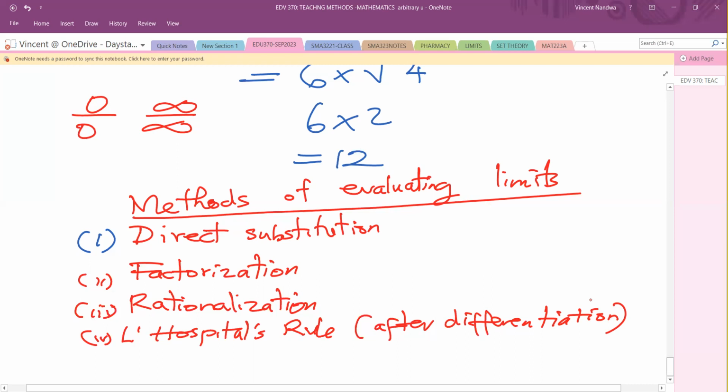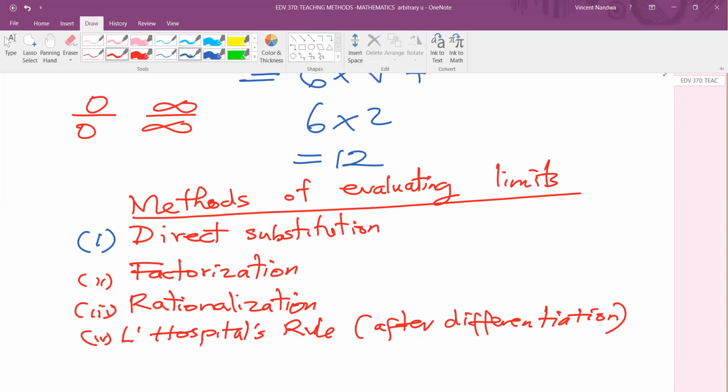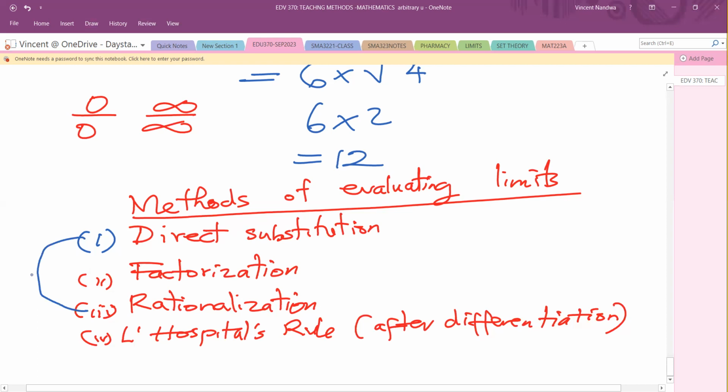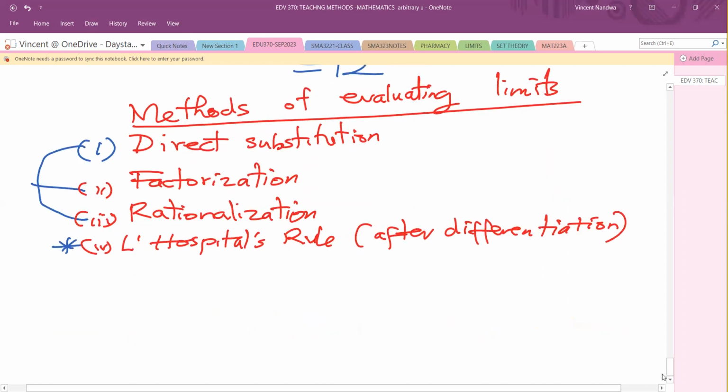Okay. So what was done in class majorly was to apply these first three. This other one is later after differentiation. Okay. Yeah. So we start. Let's go to 7a. Metupatia limit as x approaches 4 of x squared minus 16 over x minus 4.